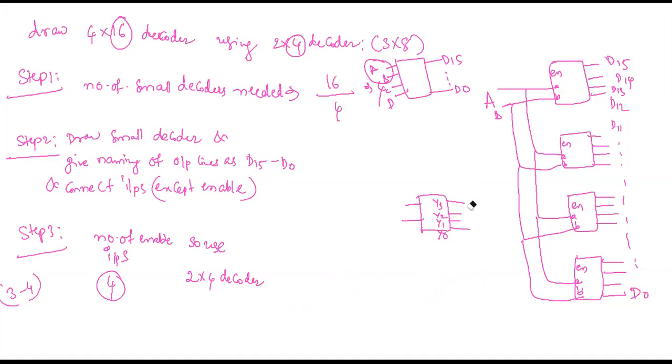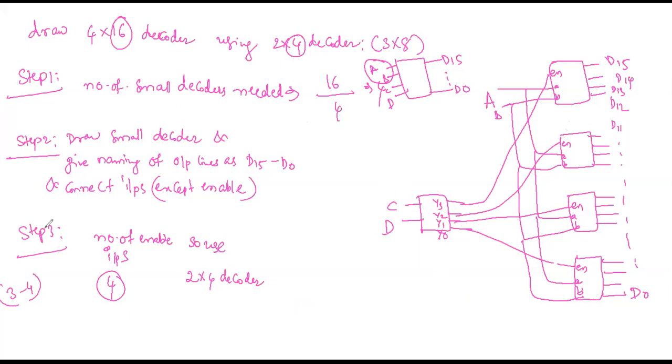Now connect Y3 to first enable input, Y2 to second, Y1 to here, Y0 to here. What are the inputs required? C, D. Give C, D. This is the 4 inputs A, B, C, D, 16 outputs decoder.